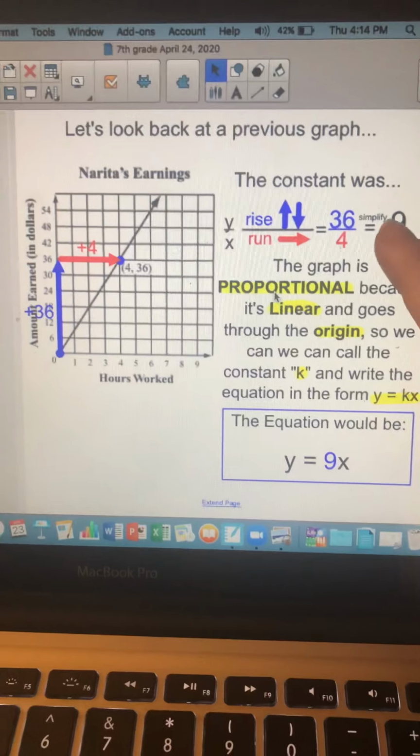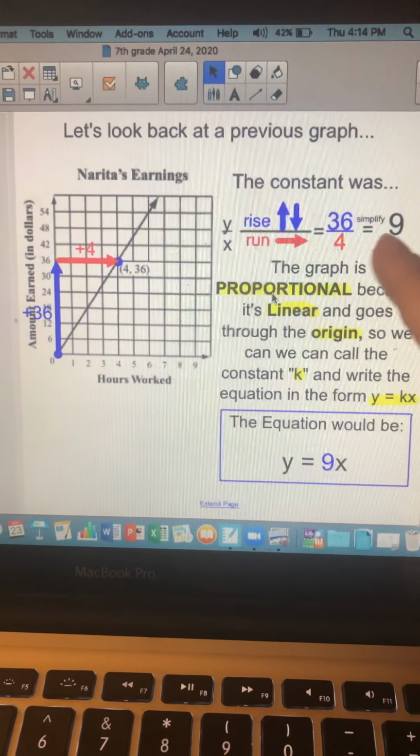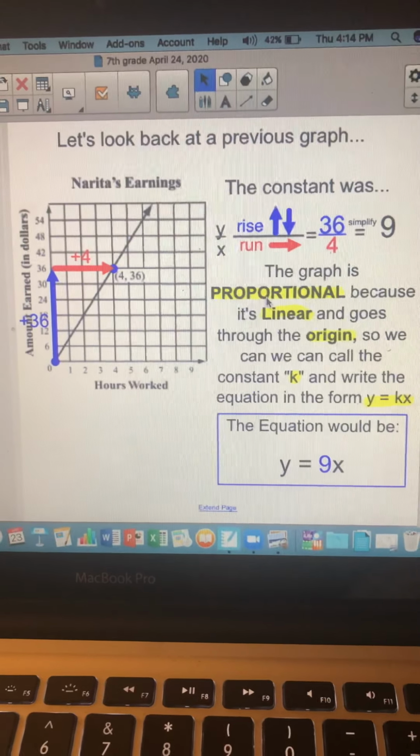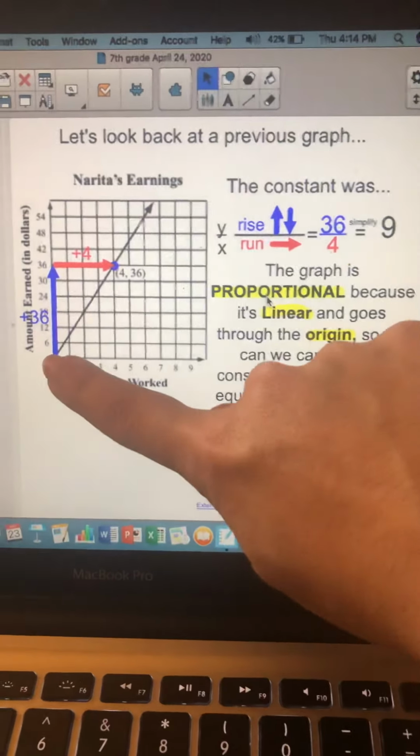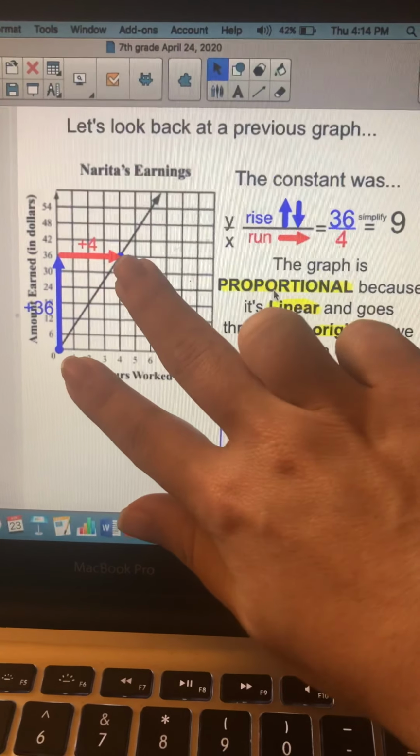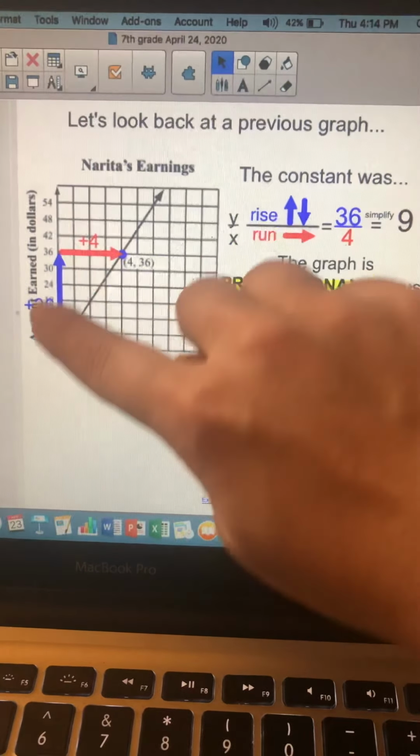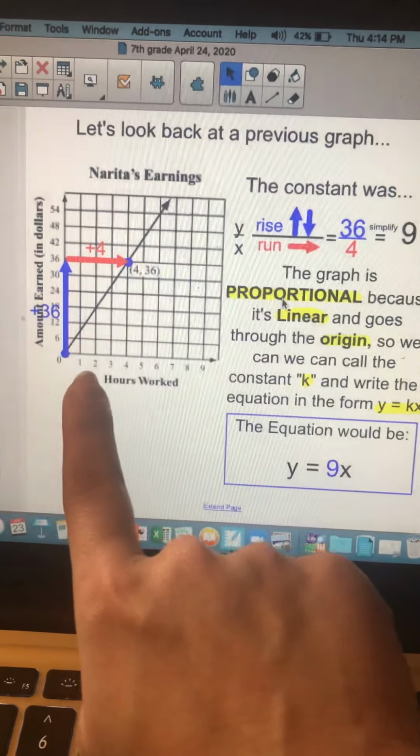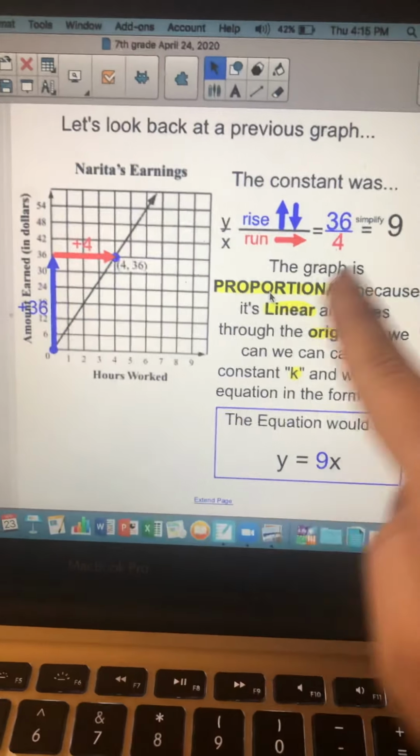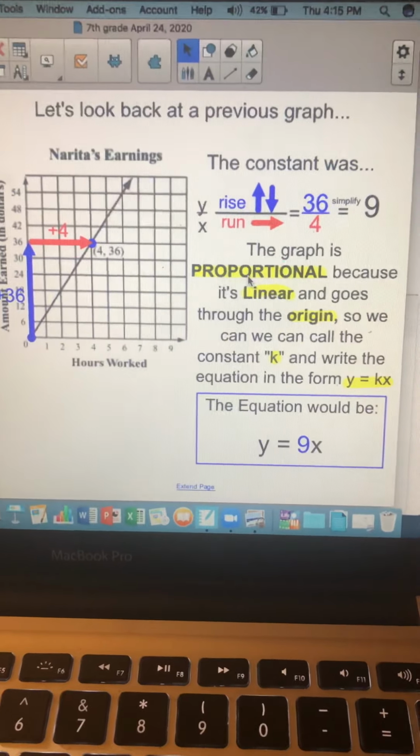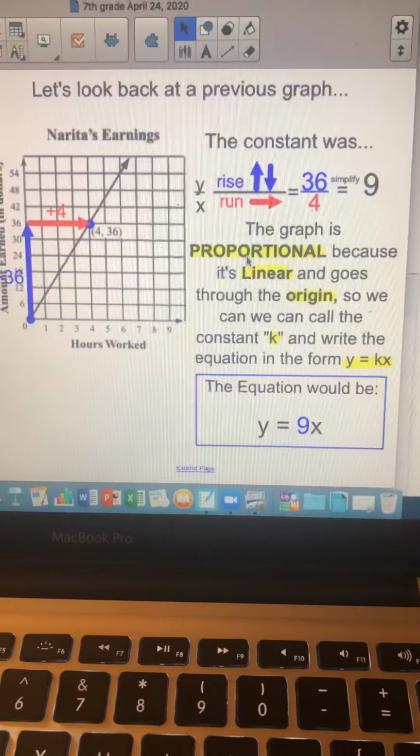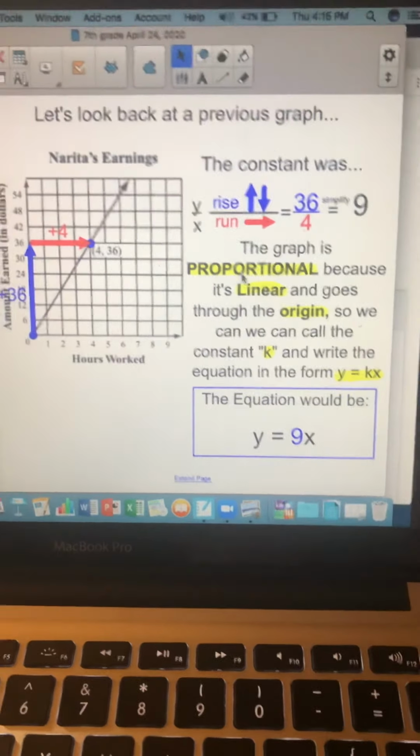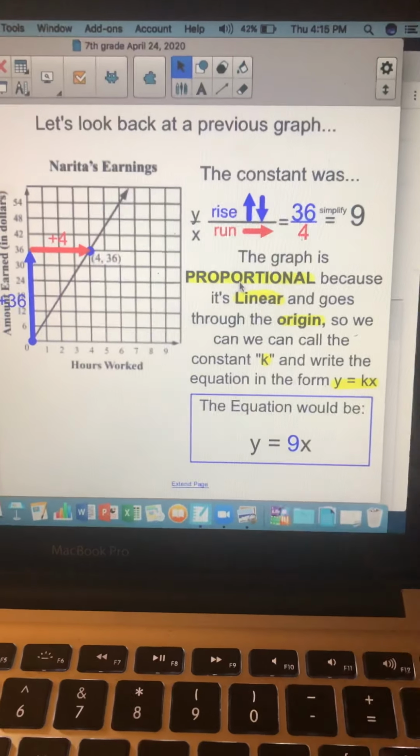The constant is going to be 36 over 4, but we know that simplifies to 9. You always want your constant in simplest form. So to find that constant, again, you find 2 nice points. You figure out what the change is, which is your rise. So our rise here was 36, and then you find your run. Our run was 4. 36 over 4 simplifies to 9. So our constant of this graph is 9, and the equation would be y equals 9x. We're just replacing the k with the constant.